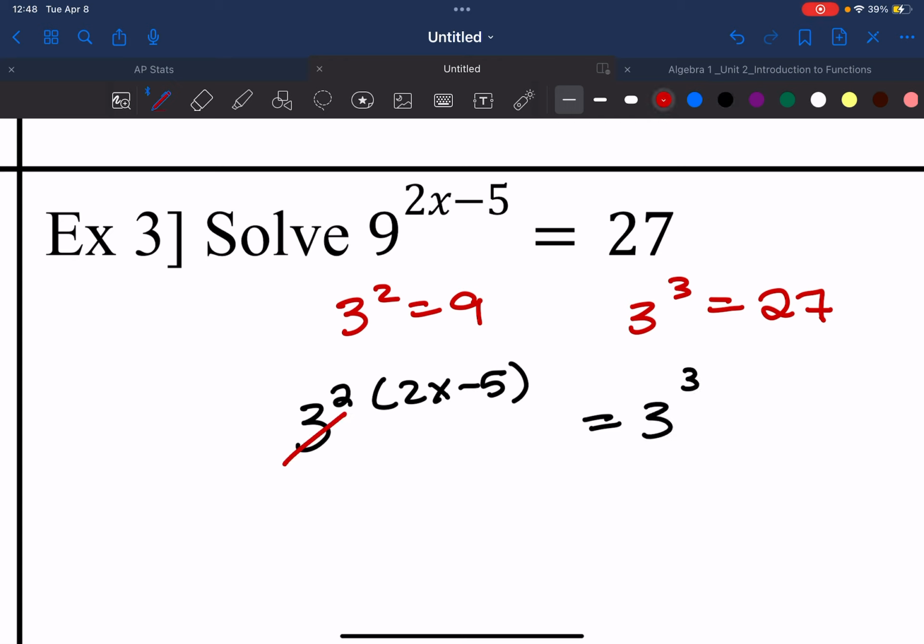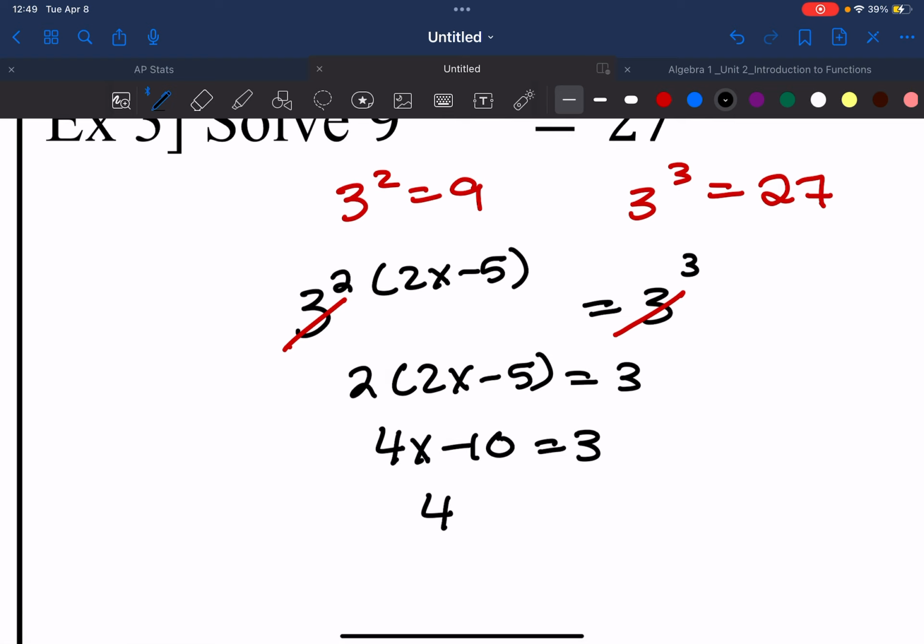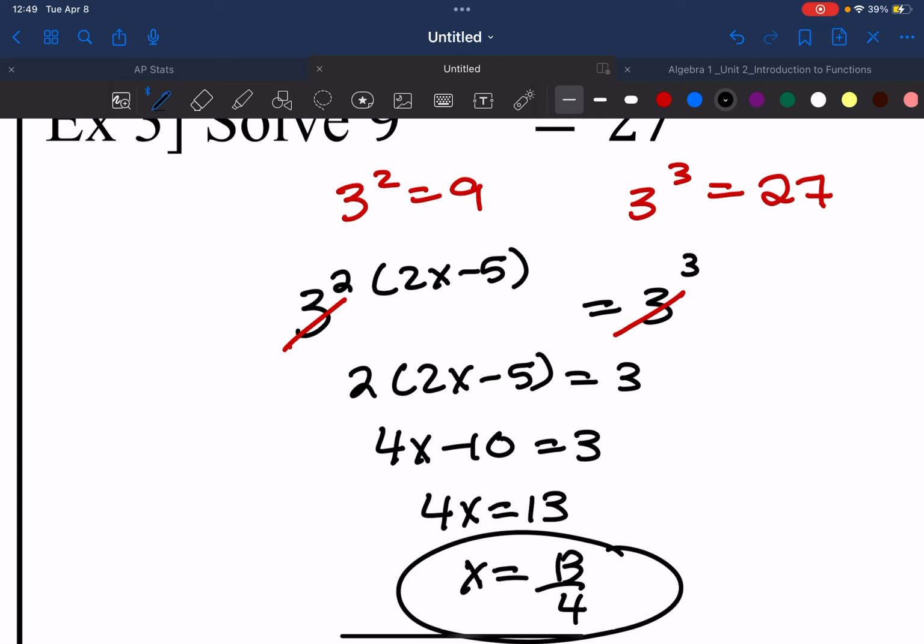Well, now my bases of 3 match, so I can cancel them out, and I'm left with 2 times 2x minus 5 is equal to 3. Distribute the 2, I have 4x minus 10 is equal to 3. Add the 10, 4x is equal to 13. Divide by 4, x is equal to 13/4. That's my answer.